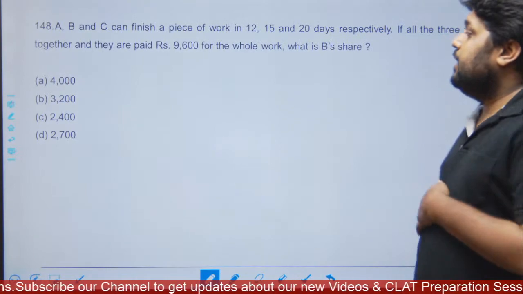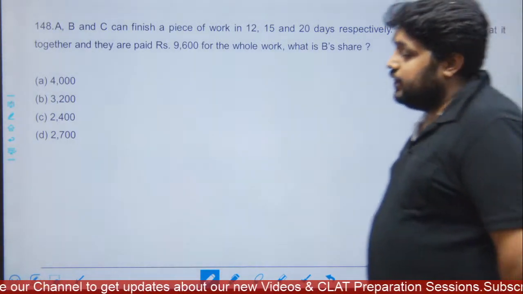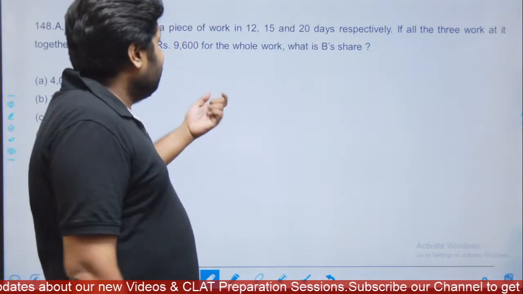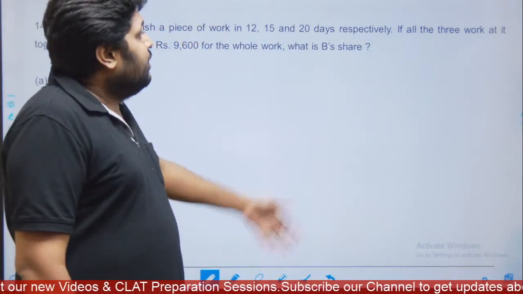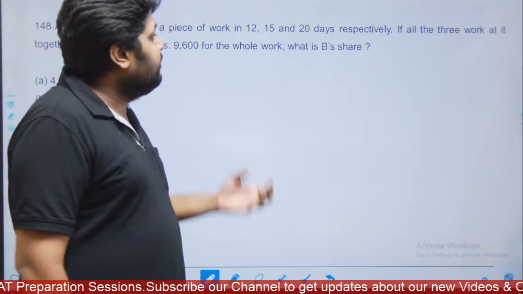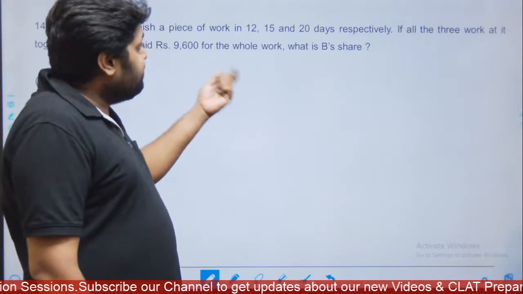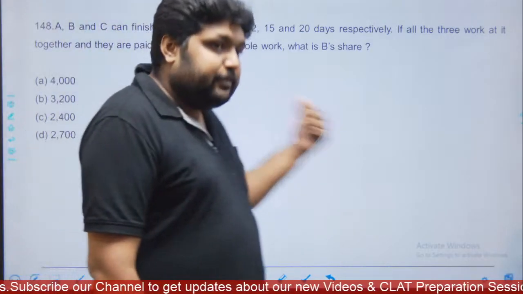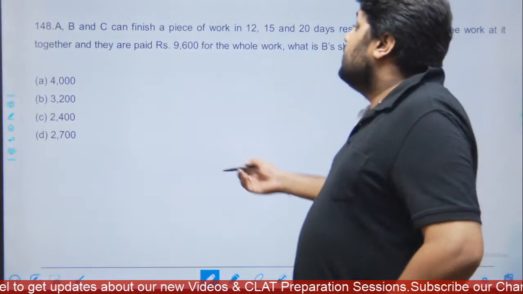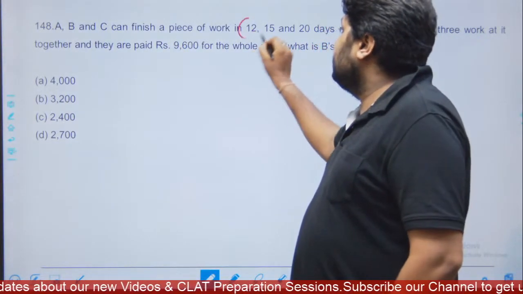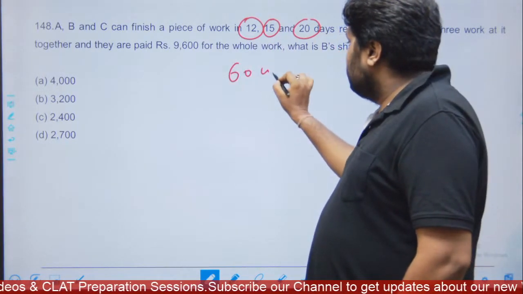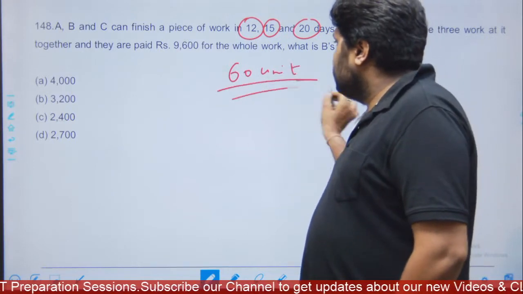Next one. A, B and C can finish a piece of work in 12, 15 and 20 days respectively. This is one of the easiest questions. If they take a contract and share the money, we always distribute the money as per their efficiency, in the ratio of their efficiency. So let's take the total work as 60 units.